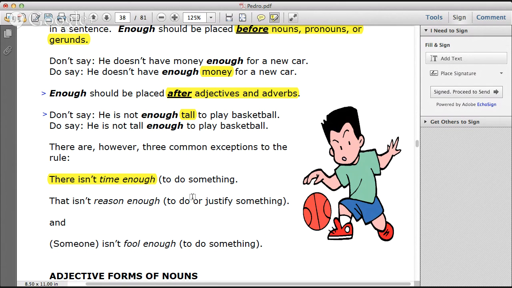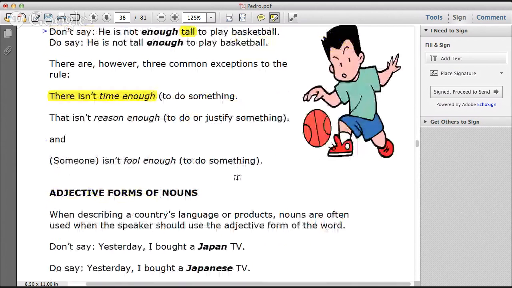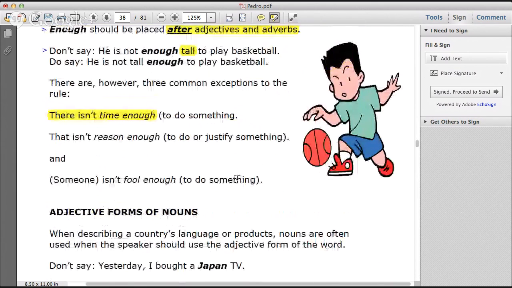Okay, so just to rehash. Enough goes before nouns, pronouns, or gerunds, and after adjectives and adverbs. Okay, so let's create some sentences here.